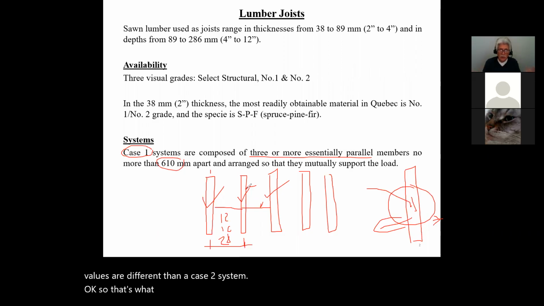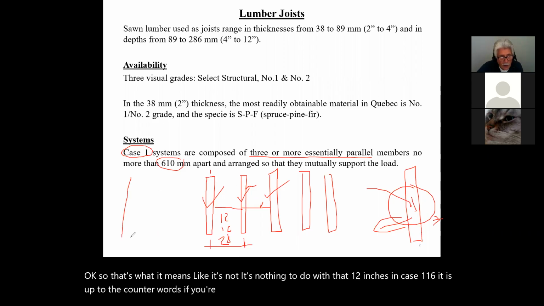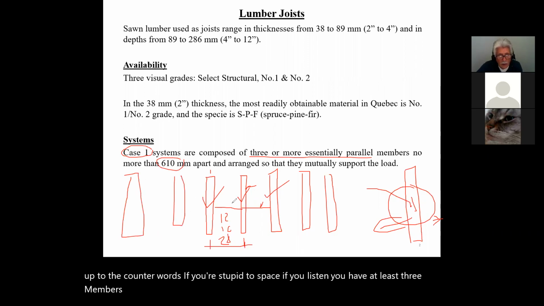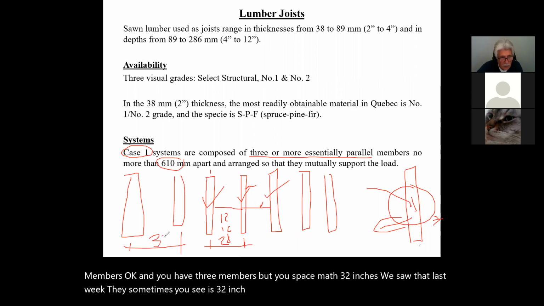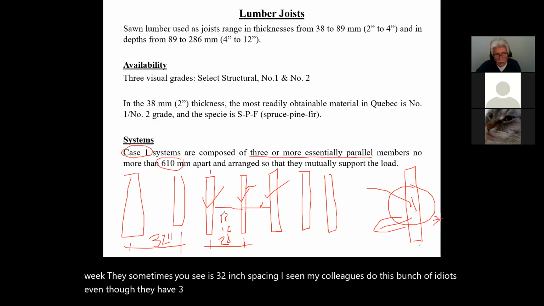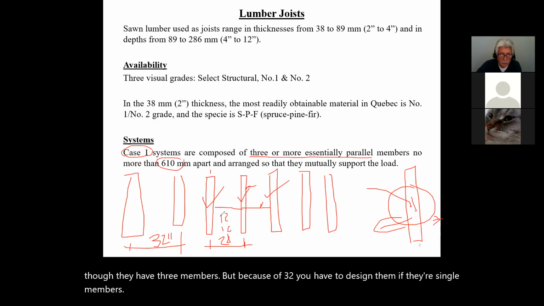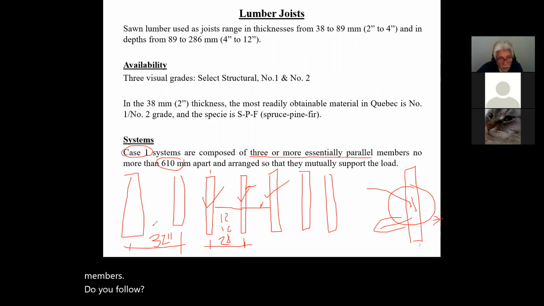It has nothing to do with 12 inches being case 1 or 16. It's up to 24. In other words, if you have at least 3 members, but you space them at 32 inches, we saw that last week, that sometimes you see a 32-inch spacing. I've seen my colleagues do this. Even though they have 3 members, because of the 32 you have to design them as if they're single members. Do you follow? Because it exceeds 24 here.